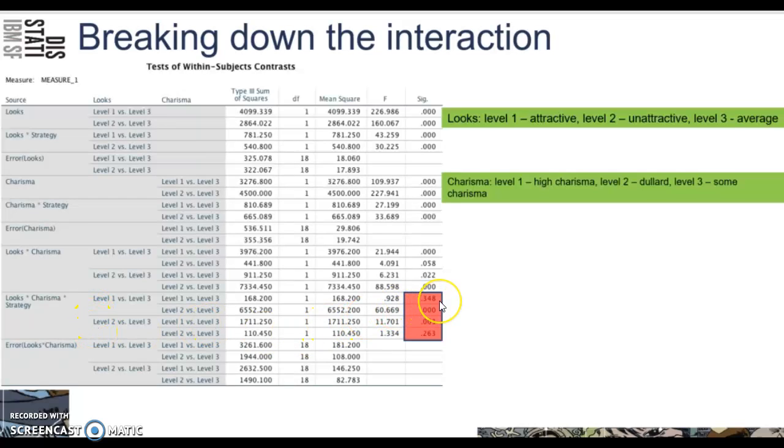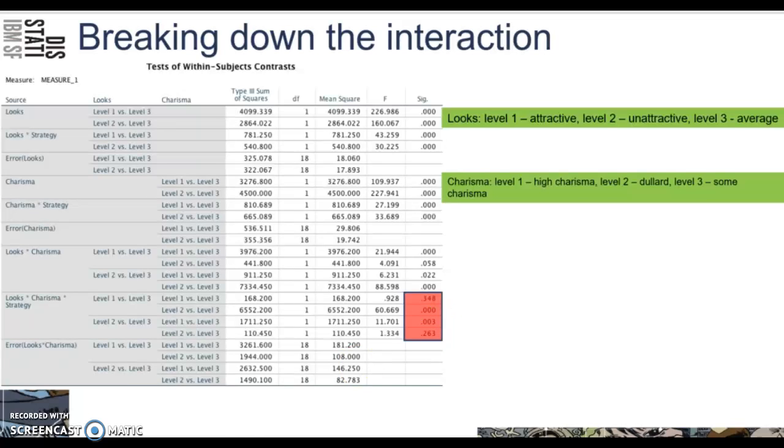So we can find that there's not a significant difference here between attractive and average, and high charisma and a dullard. All right, so you have to know how high charisma and some charisma. There is a significant difference here. There is a significant difference here, and there's not a significant difference here.